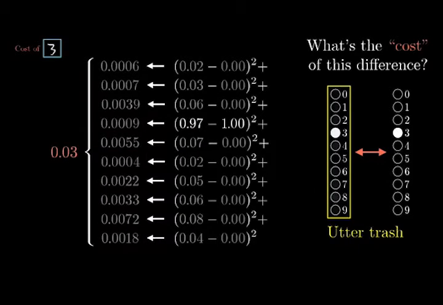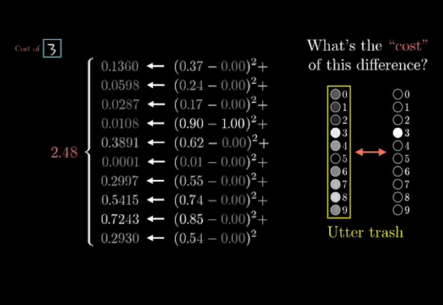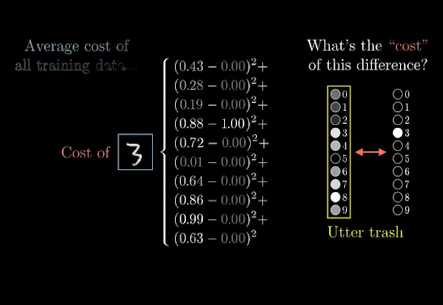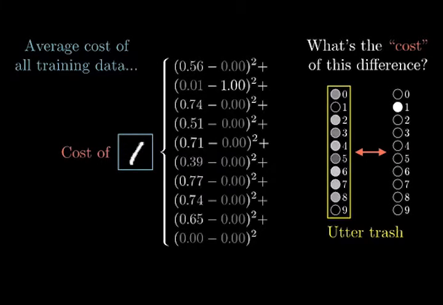Notice, this sum is small when the network confidently classifies the image correctly, but it's large when the network seems like it doesn't really know what it's doing. So then what you do is consider the average cost over all of the tens of thousands of training examples at your disposal.